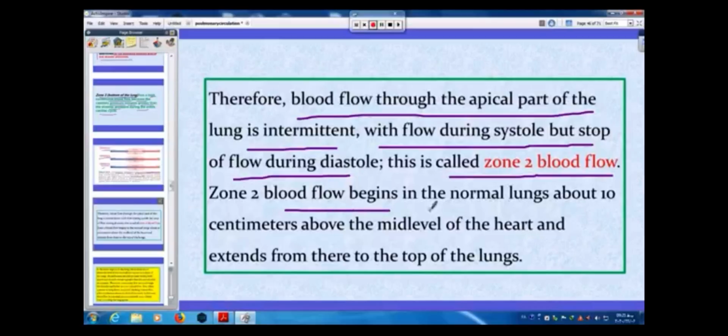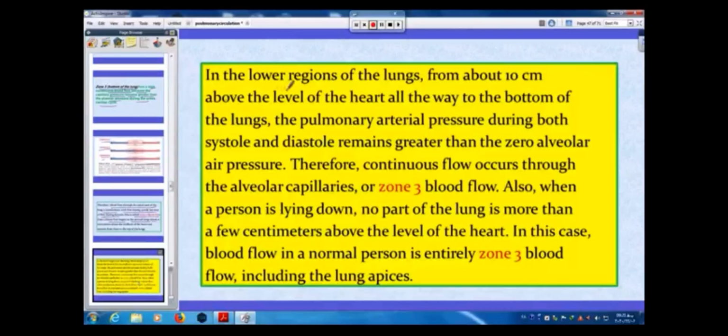Zone 2 blood flow begins in the normal lungs about 10 centimeters above the mid-level of the heart and extends from there to the top of the lungs. Okay? And in the lower regions of the lungs, from about 10 centimeters above the level of the heart all of the way to the bottom of the lungs, the pulmonary arterial pressure during both systole and diastole remains greater than the zero alveolar air pressure. Therefore, continuous flow occurs through the alveolar capillaries, or zone 3 blood flow.